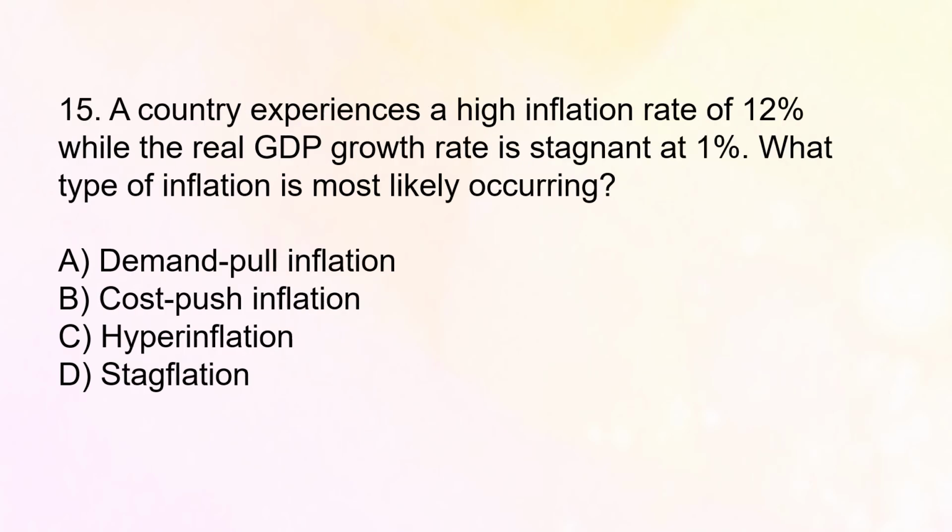Number 15. A country experiences a high inflation rate of 12% while the real GDP growth rate is stagnant at 1%. What type of inflation is most likely occurring? Letter A. Demand-pull inflation. Letter B. Cost-push inflation. Letter C. Hyperinflation. Or letter D. Stagflation.